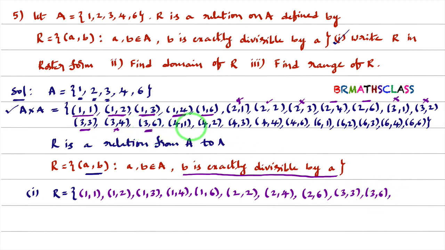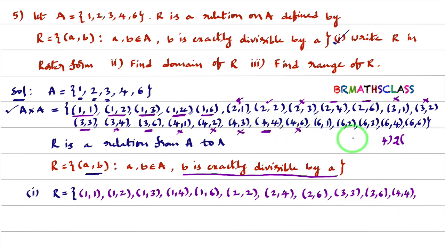And you check, is 1 exactly divisible by 4? No. So this ordered pair won't come in this relation. Is 2 exactly divisible by 4? You observe here, B is exactly divisible by A. No, this also won't come in this relation. Is 3 exactly divisible by 4? No. Is 4 exactly divisible by 4? Yes. So the ordered pair 4 comma 4 comes in this relation. Next, is 6 exactly divisible by 4? No.